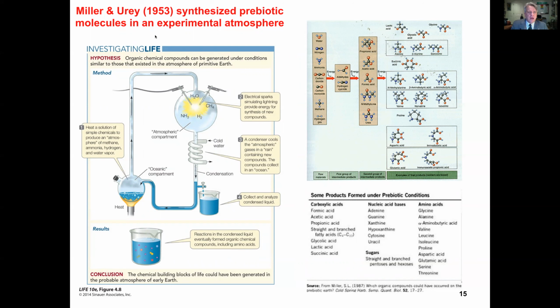Now, let me show you how this experiment was set up. So this is a diagram of the apparatus that was set up in the lab. So in this flask, they combined water, ammonia, hydrogen, and methane. And in this flask, they exposed the chemicals in the vapor to electrical sparks that were meant to simulate lightning on the prebiotic Earth. And the chemical compounds that were created in this flask were then distilled and condensed, and they were basically collected and analyzed.